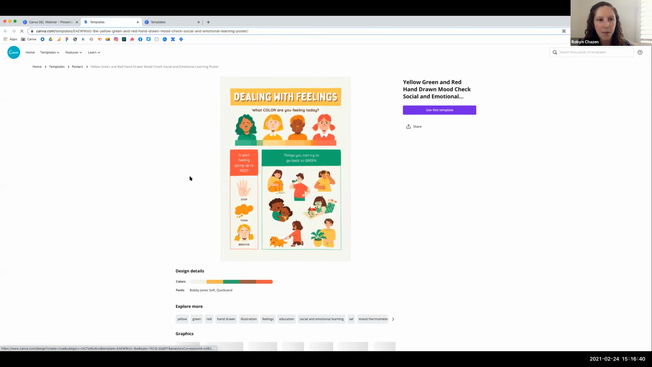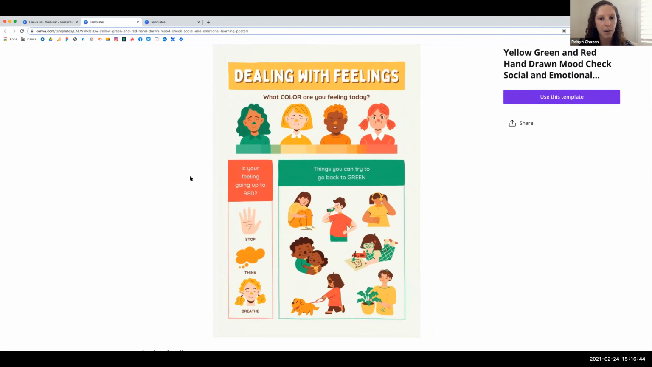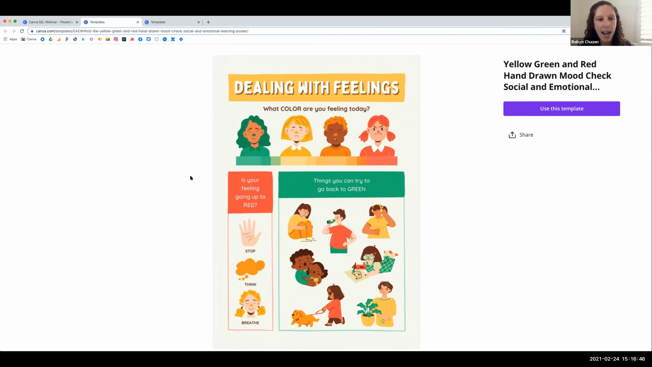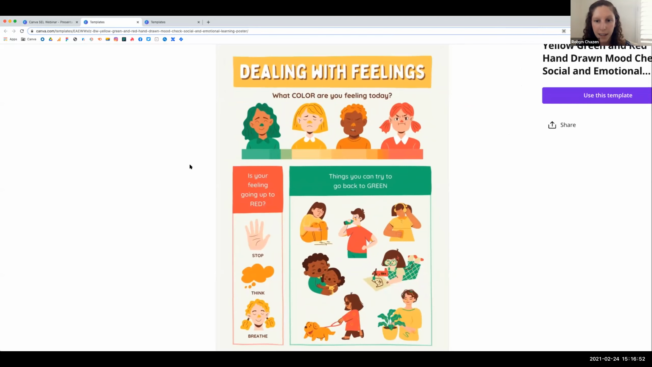All right, and so the next one is a poster that you can put up in your room, or you can have it as a slide. And it doesn't have the thermometer on it, but you can see that at the very top, it says, what color are you feeling today? And it goes green, yellow, orange, red. And you can kind of connect it to the thermometer, right? The higher up was in the red and the green was at the bottom.